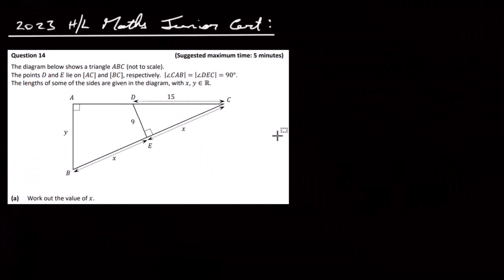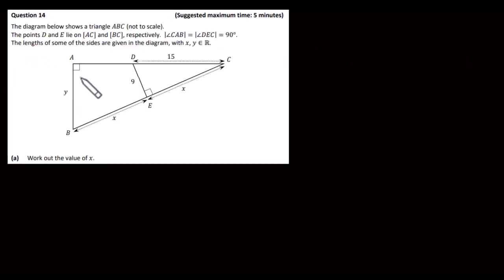Okay, so this is the 2023 Higher Level Junior Cert Maths paper, question 14. The diagram below shows the triangle ABC, not to scale. The points D and E lie on AC and BC respectively. The angles at CAB and DEC are 90 degrees. Some of the lengths are shown. Work out the value of x.